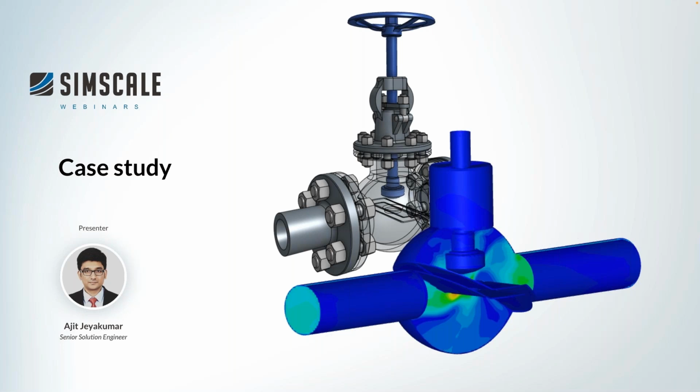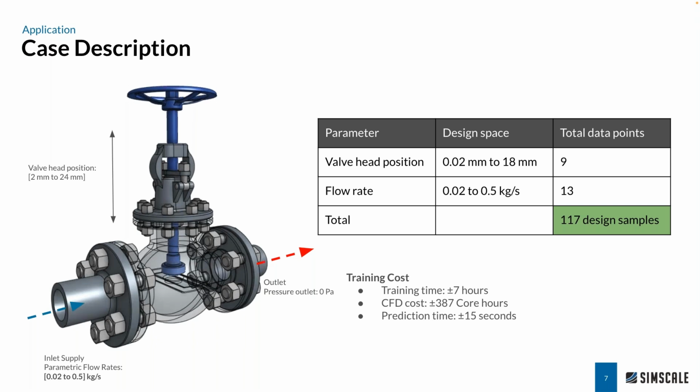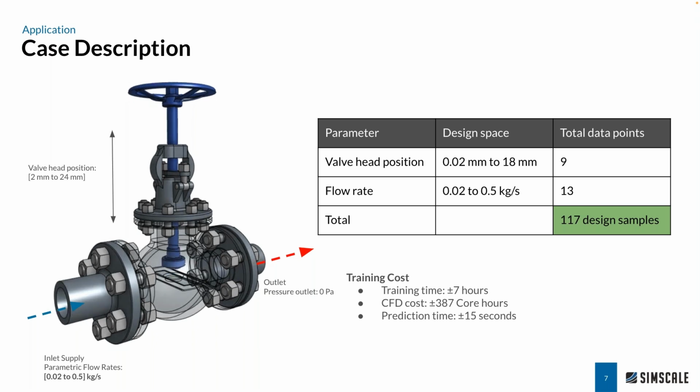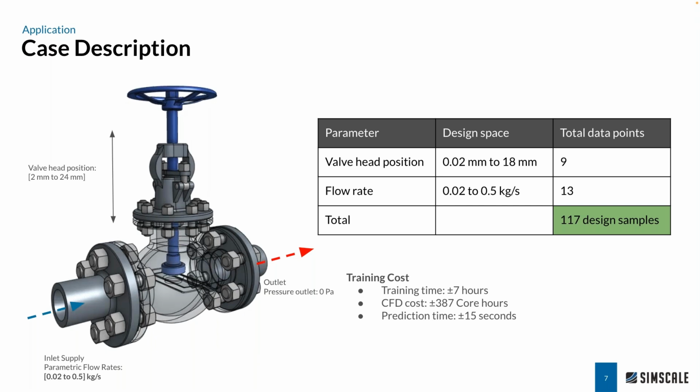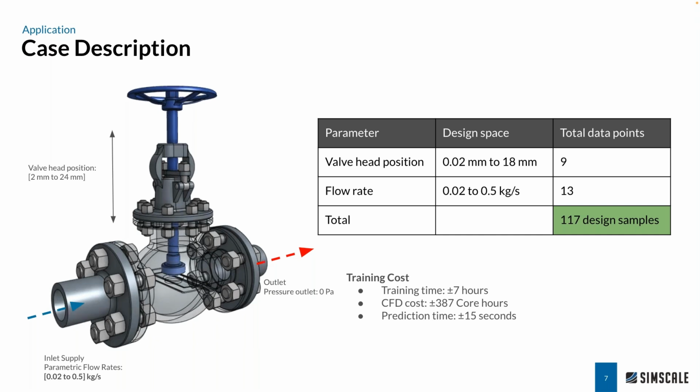Geometrically and operating conditions wise as well. That is explained here, where you can see we're trying to build a database where we want to find out the flow characteristics like pressure and the forces on the valve for different valve positions. For example, here you can see we have the geometry variations that range from 2 millimeters to 24 millimeters on the valve position. And we have a supply rate of 0.02 kilograms per second up to 0.5 kilograms per second. That's going to be applied for each of the valve positions here.